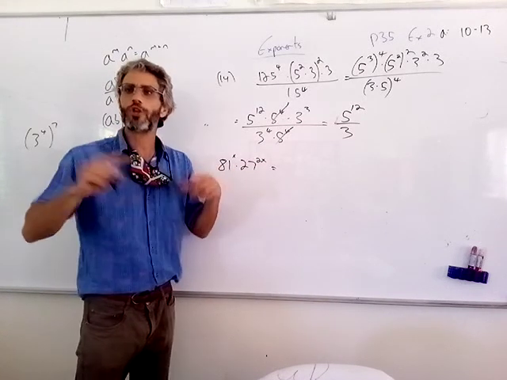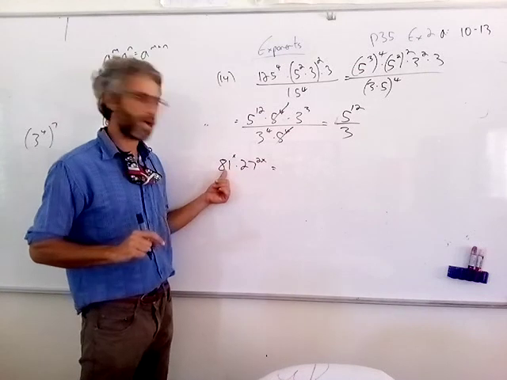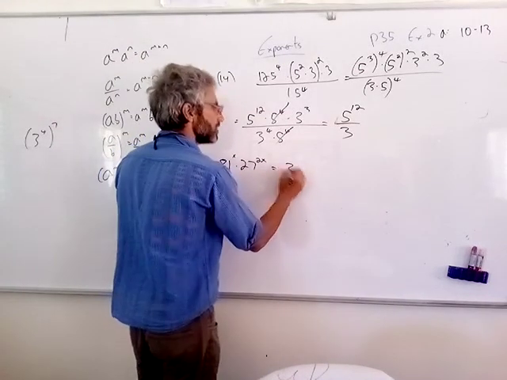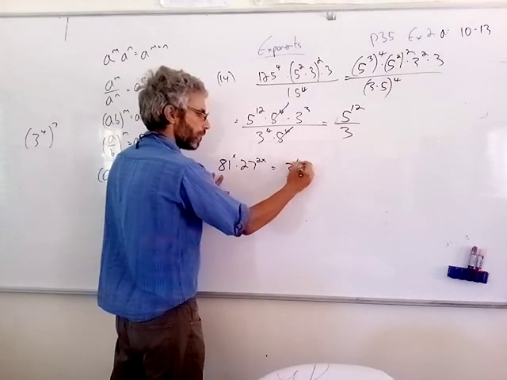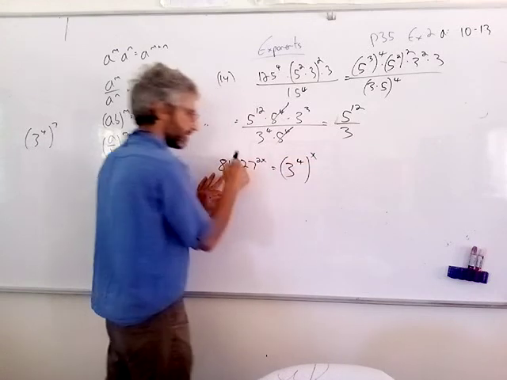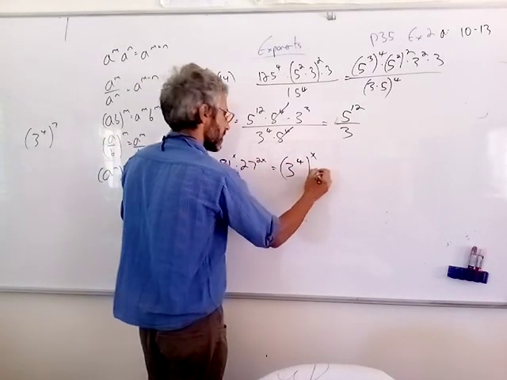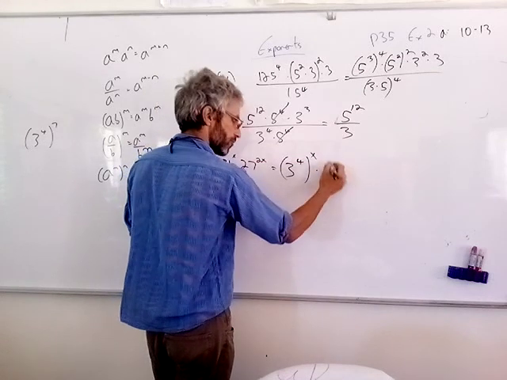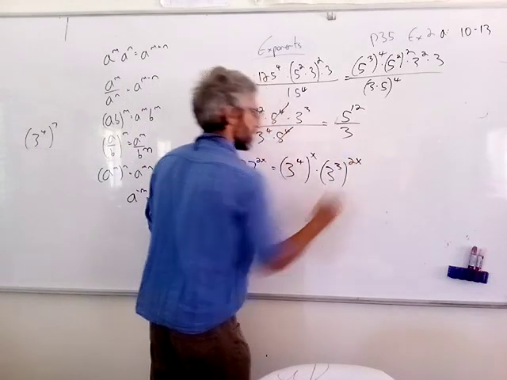So I want to convert to the same base. What will be the base? 3. So instead of 81, we had it before, what is 81? 3 to the power 4. But I must still keep that x, because it's power x. Instead of 27, I will write 3 to the power 3. 3 to the power 3 is 27. And I still must have the 2x.